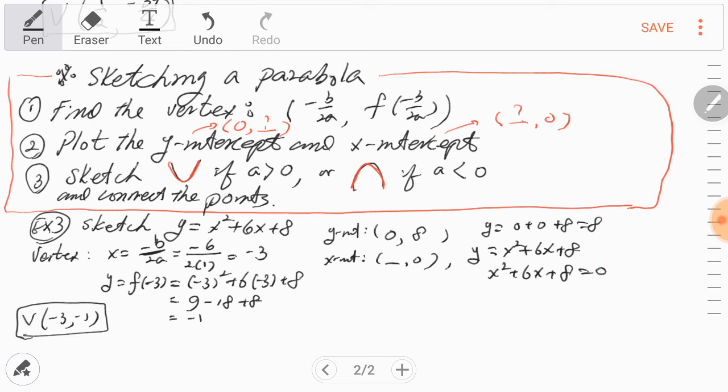Then you can find x. If this is factorable, then use factoring. If it's not, then you can use the completing the square method or the quadratic formula. And this one is factorable because 2 times 4 is 8 and the sum is 6. So this is equal to (x plus 2)(x plus 4) equals 0. So x equals -2 or -4. So there are two x-intercepts. One is -2 and the other one is -4.